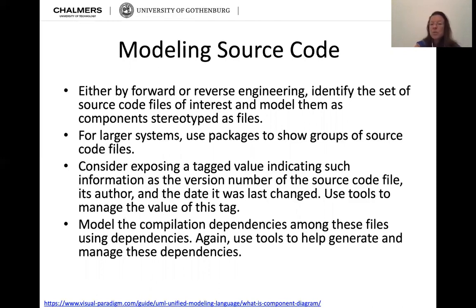We can model the compilation dependencies among those files using dependencies. And again, tools can help to generate and manage these dependencies. I just want to show you a couple of options for this. This is not the focus of the course, but I want to show you that, yes, there is a whole lot more you can do with component diagrams that you may not have thought of before.